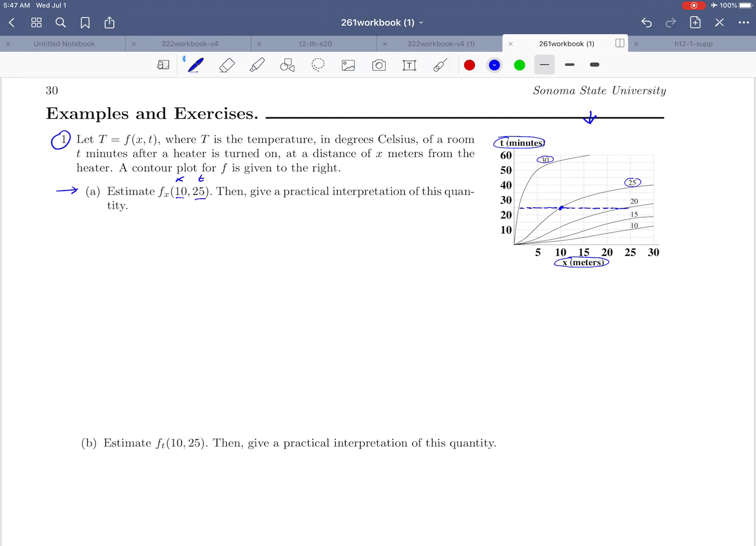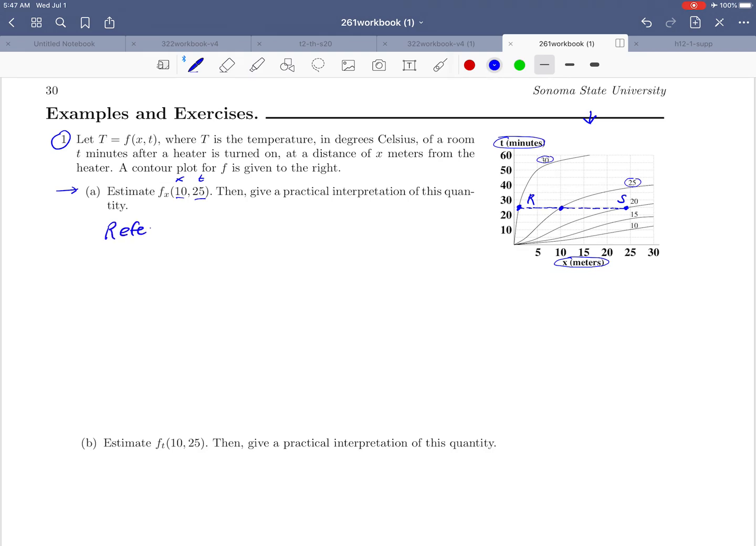Okay, we're moving from a contour of 30 at the beginning. I'm going to label that point R. We're going through our point and we're winding up over here on a contour labeled 20. We'll label that point S. Notice that the temperature is going down, so it would appear that this derivative that we're trying to come up with is negative, right?